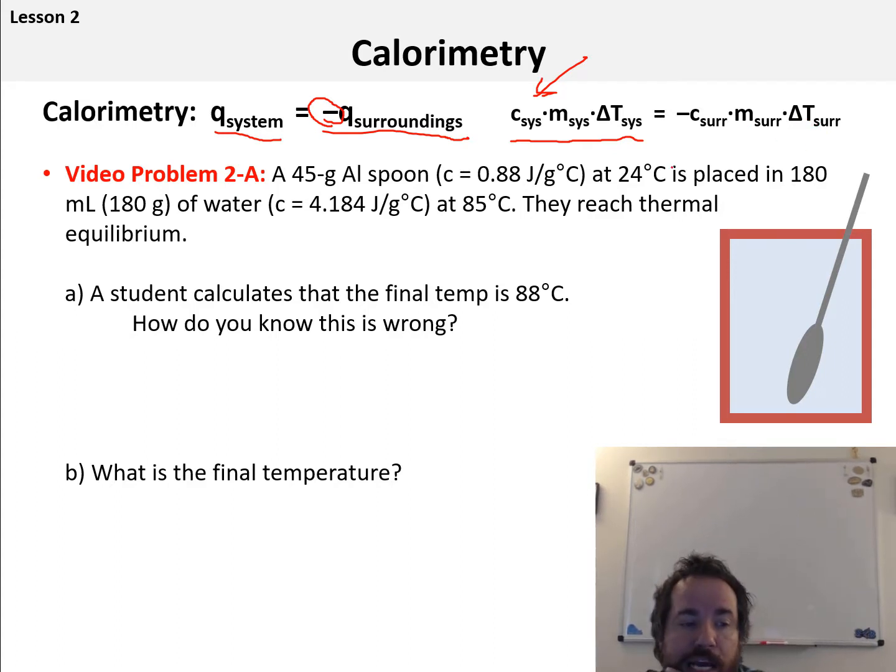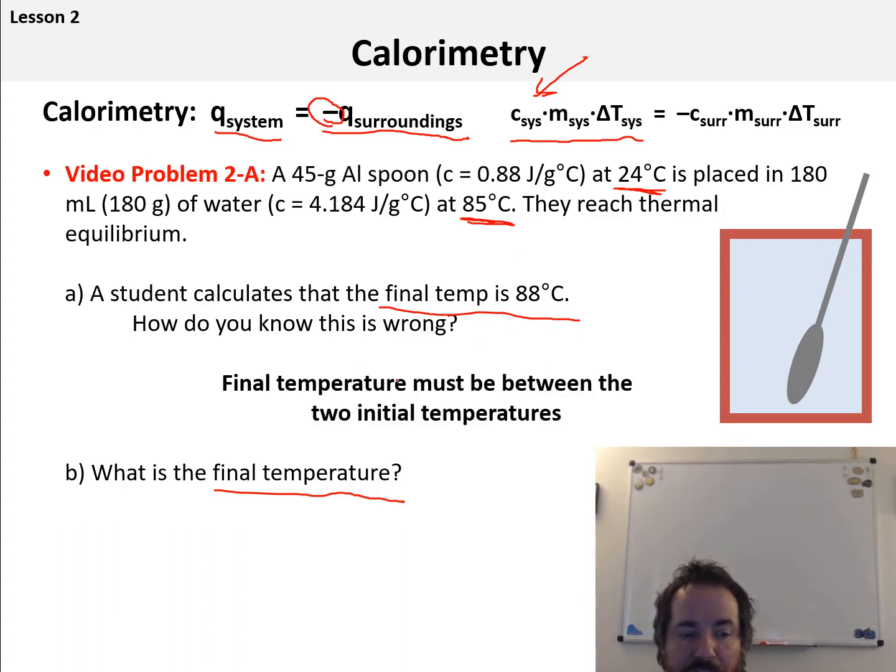So here's a case where we take a spoon at 24 degrees and put it in water at 85 degrees. They reach thermal equilibrium, and we're asked to figure out the final temperature. But before that, we're told that a student calculates the final temperature is 88 degrees. How do you know this is wrong? Well, the spoon's at 24 degrees, the water's at 85 degrees. What's going to be the final temperature? I don't know, we have to do some math, and we will. But I know it's going to be between those two. I know it's not going to be 88 degrees. So that final temperature must be between those two initial temperatures.